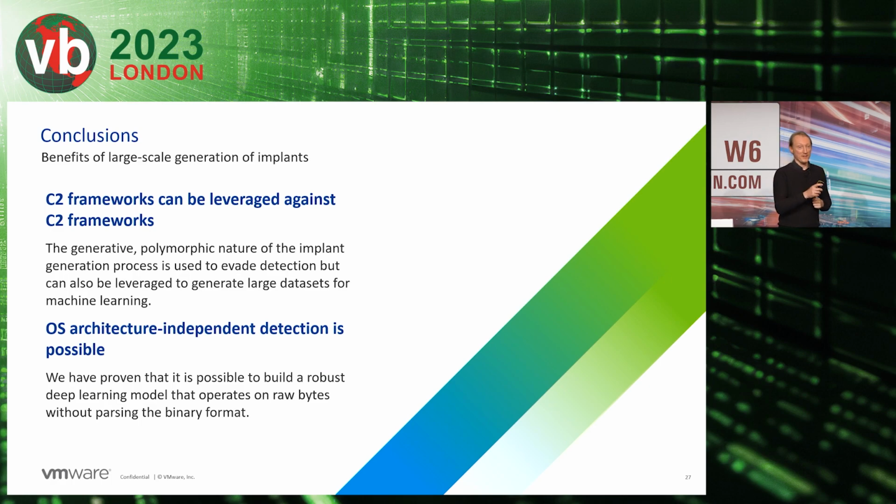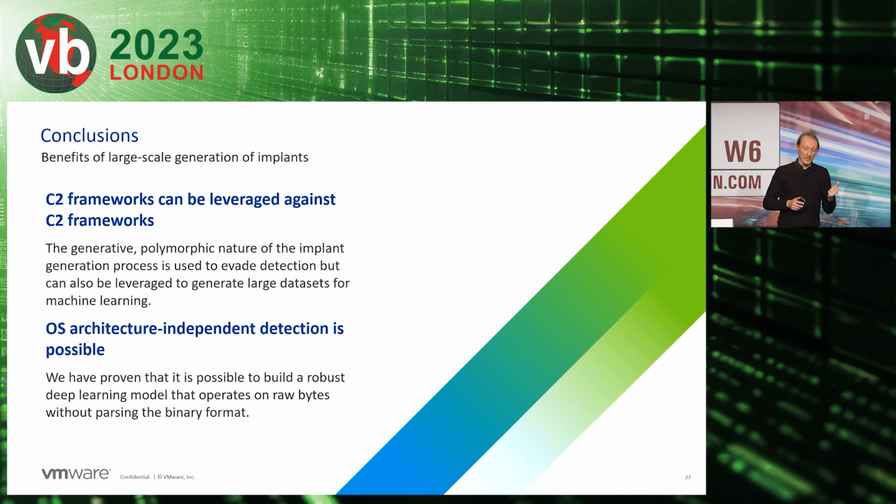This concludes my research, and I'd like to draw two conclusions out of it. C2 frameworks can be leveraged against themselves. While normally cybercriminals are using generative polymorphic nature of C2 frameworks to evade detection, we can leverage the same mechanism against them by generating large scale databases of those exact implants and then training a model that will be able to detect them.